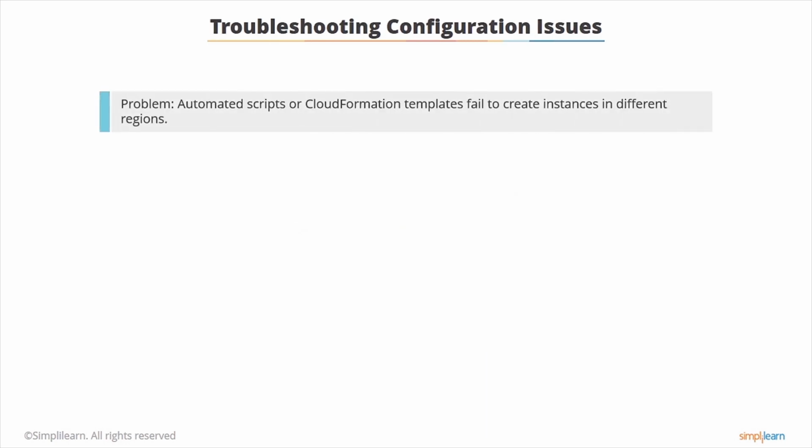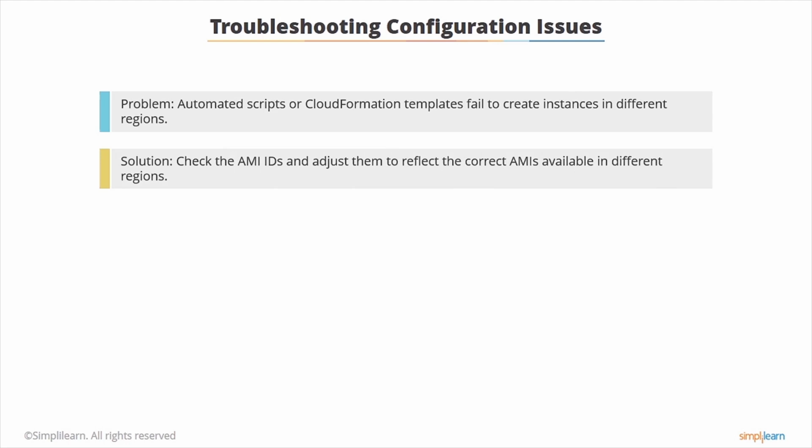We'll now review some typical failures that might occur during the launch of the instances. Automated scripts or CloudFormation templates fail to create instances in different regions. Here, you need to check the AMI IDs. Keep in mind that in different regions, you always have different AMI IDs, so you need to make sure that you set the correct ones in your configuration.